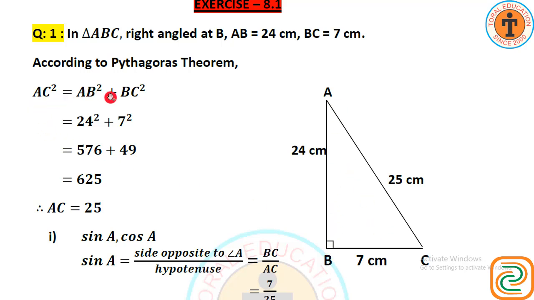AC square equals AB square plus BC square. AB equals 24 and BC equals 7. 24 square plus 7 square, 576 plus 49 equals 625. Therefore, AC equals 25 because the square root of 625 is 25.